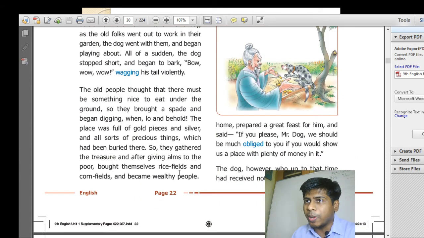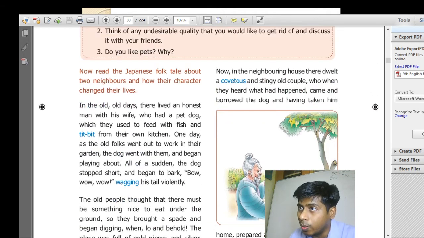The old people thought there must be something nice to eat under the ground. So they brought a spade and began digging. When lo and behold, the place was full of gold pieces and silver and all sorts of precious things which had been buried there. So they gathered the treasure, and after giving alms to the poor, bought themselves rice fields and cornfields and became wealthy people.